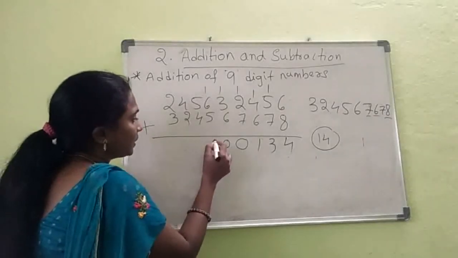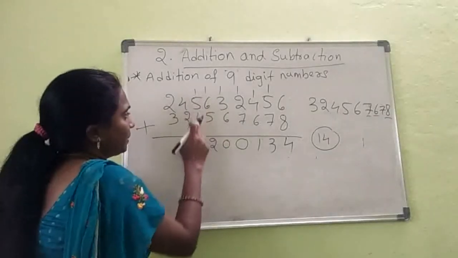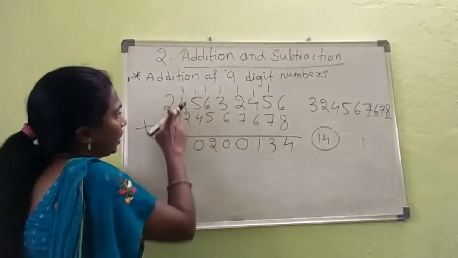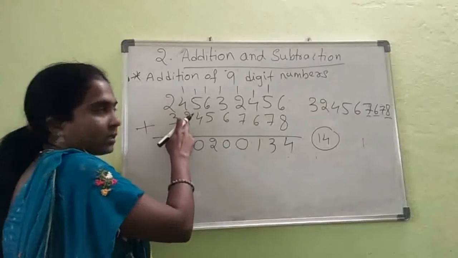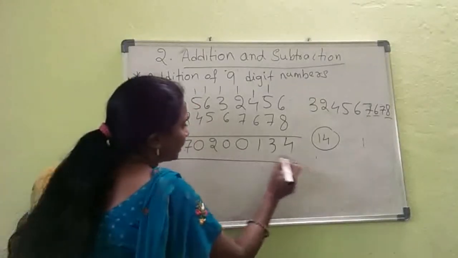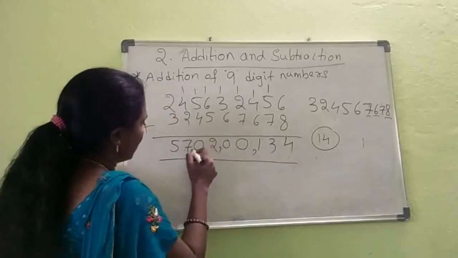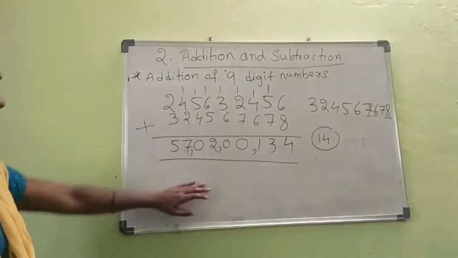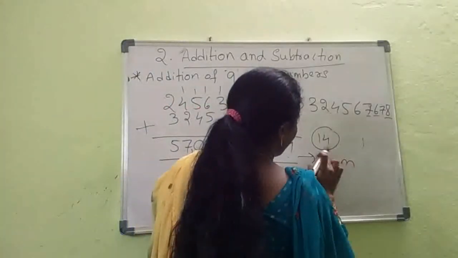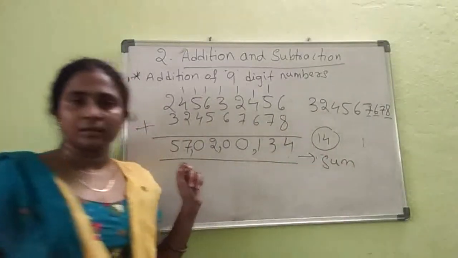11 plus 1, that is 12. 5 plus 4, 9. 9 plus 1, 10. 1. 4 plus 2, 6. 6 plus 1, 7. 3 plus 2, 5. This is the sum. Right? Now, this is the sum of the given two 9-digit numbers, right?